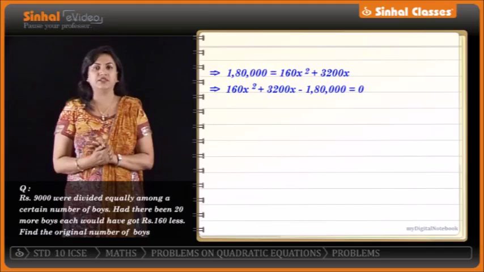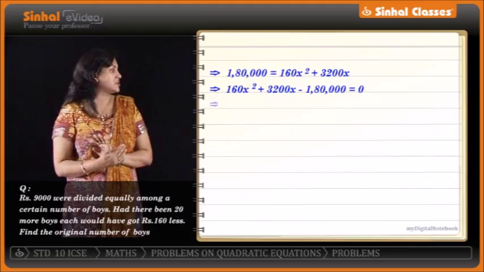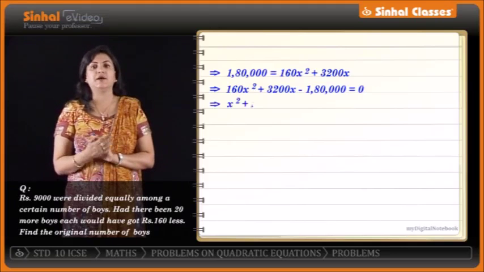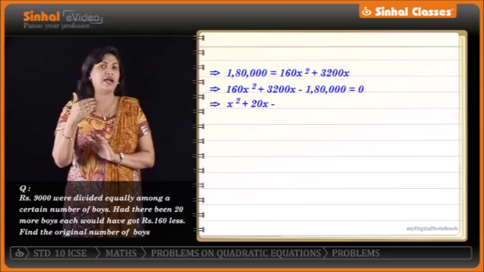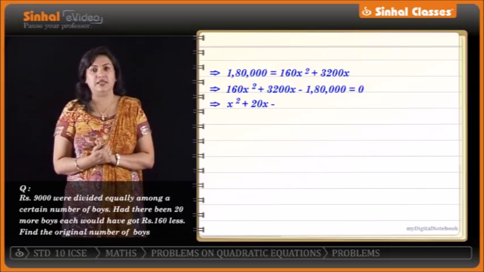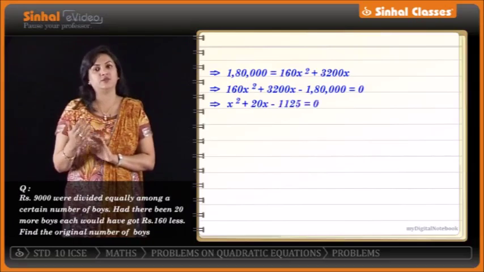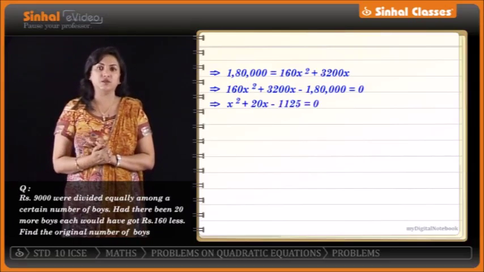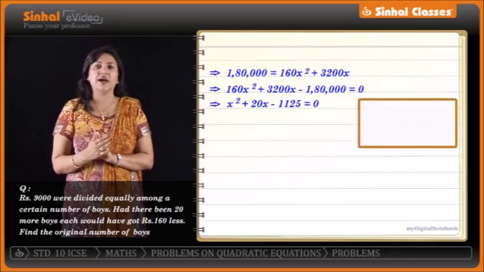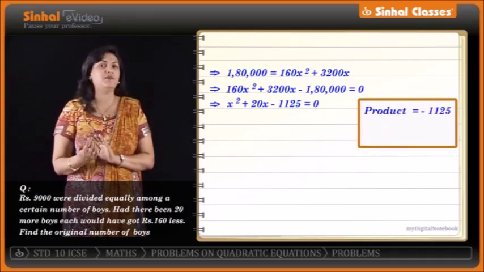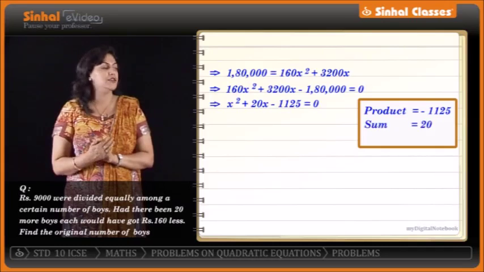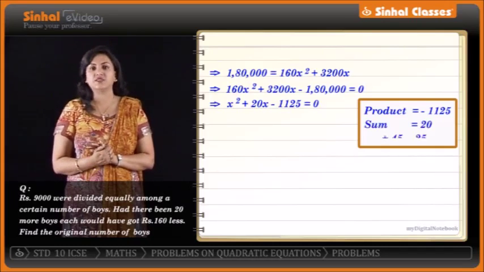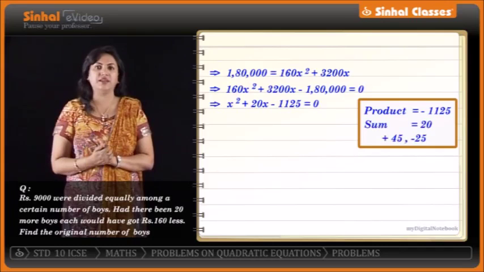Now we divide this equation throughout by 160. We get x square plus 20x minus. Now divide 1,80,000 by 160. We have 1125. So this is equal to 0. Now we have got the quadratic equation. We want two numbers whose product is minus 1125 and the sum is plus 20. So the numbers will be plus 45 and minus 25.